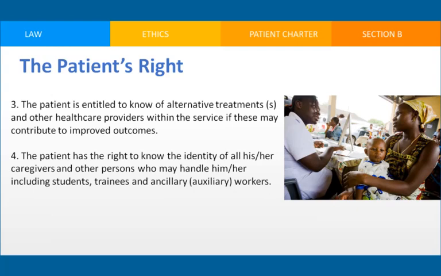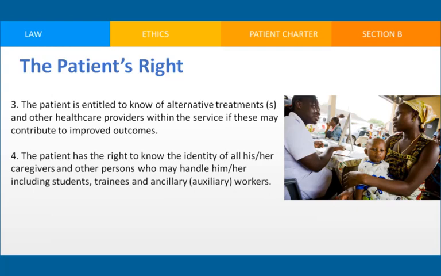Number four, the patient has the right to know the identity of all his or her caregivers and other persons who may handle him or her, including students, trainees, and ancillary or auxiliary workers. So that is why in working, we are supposed to have a name tag, and the name tag will have your name and your job description. So as a pharmacist, I'll have my name tag, Pharm McBequin, and my job description will be there, pharmacist. If it's a nurse, the name of the nurse will be there, and their job description will come. So that the patient should be able to know when something goes wrong.